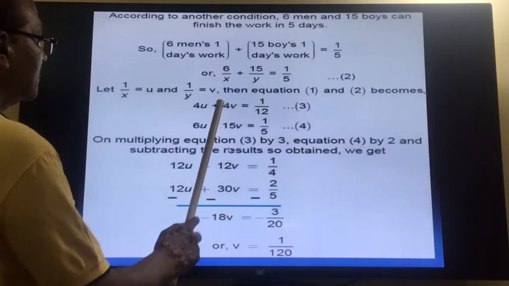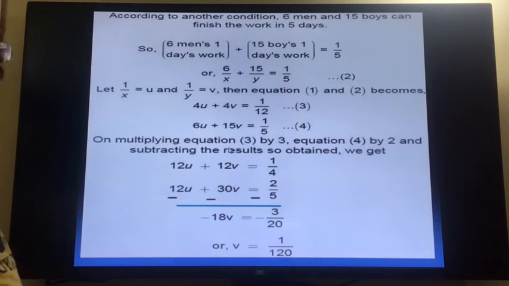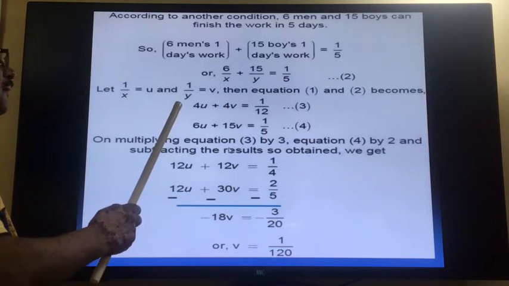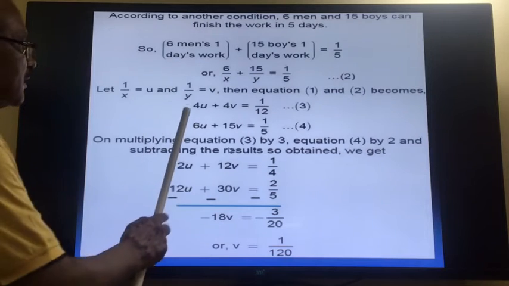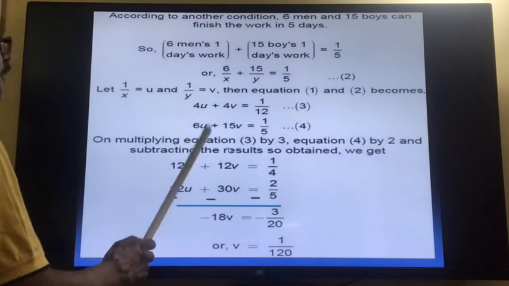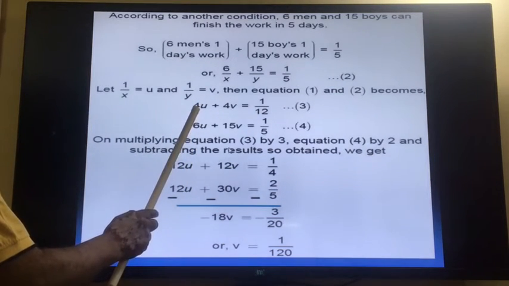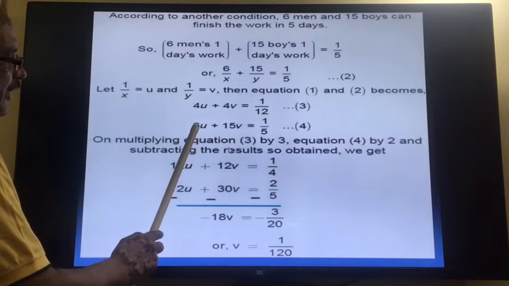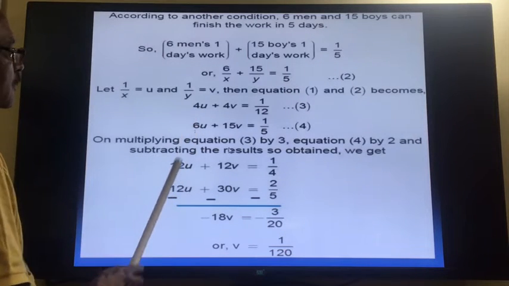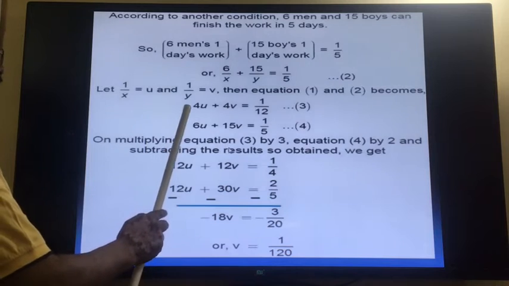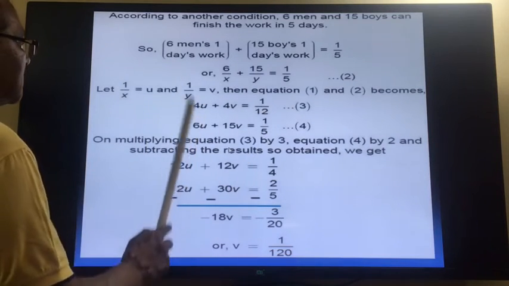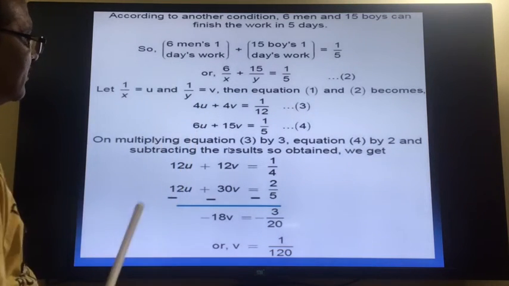Now these two equations are linear equations, and we can solve them by any method: substitution, equating the coefficient method, or cross multiplication method. Here we are showing solving it by the equating the coefficient method. So we are equating the coefficient of u. If you multiply 4 by 3 it will become 12, and if you multiply 6 by 2 it will become 12. So equation number 3 is multiplied by 3 and equation number 4 is multiplied by 2.